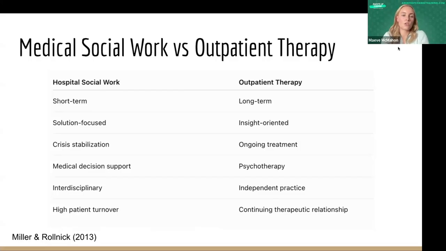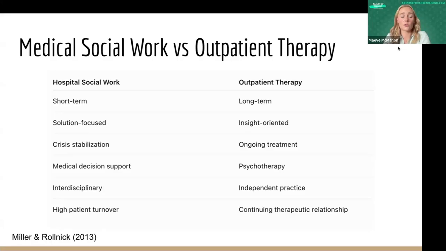So the goal is a short-term relationship with them to make sure that they are set up for success when they leave the hospital. Whereas in outpatient therapy, you're definitely building that long-term relationship with them, and the end goal is whatever you put in your treatment plan, but it's typically not a short-term plan.